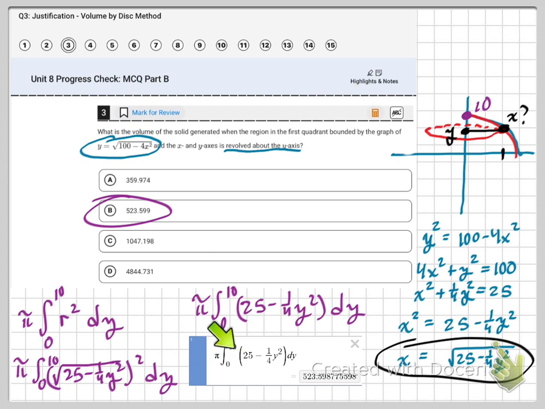Just make sure you guys put parentheses around the integrand when you are using Desmos. And don't forget your dy right there. You've got to have that.